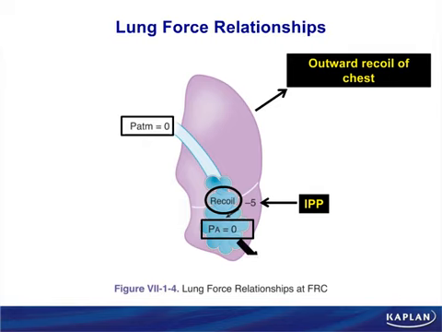What's the transmural pressure gradient? If you said 5, excellent. 0 minus -5 is 5. So that's our positive transmural pressure gradient at rest, and it is positive. It is pushing the alveoli out, preventing their collapse because interpleural pressure is subatmospheric or negative. So those are our basic forces at rest, in other words, at FRC.